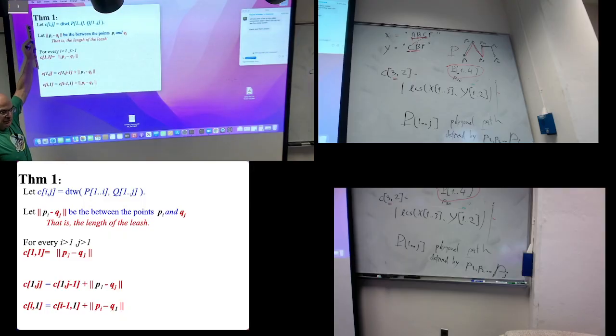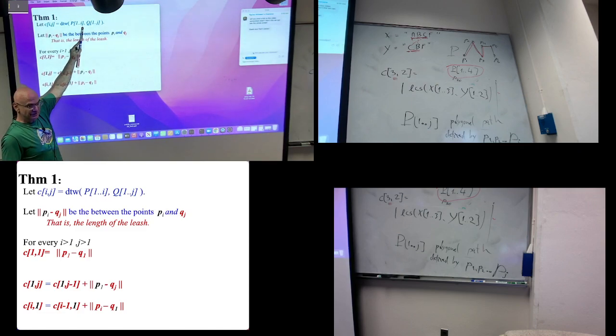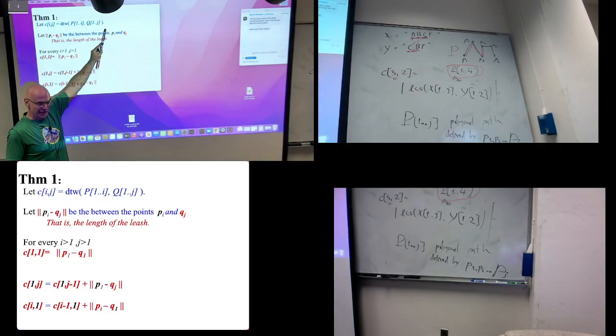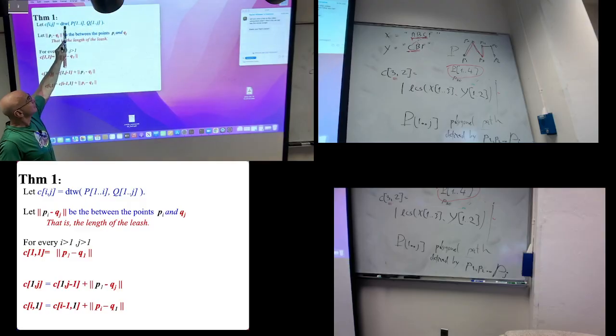What do I do now? I'm not in the LCS anymore, I'm in dynamic time warping. What will C of ij denote? I'll use it completely analogously. I look at C of ij for any two values i and j. Look at P, the first polygonal curve, look at the first i vertices of it, the prefix of the first i vertices of P, and similarly the first j vertices of Q, from 1 all the way to j, and compute the dynamic time warping. Dynamic time warping is a number, a sum of the lengths of all the leashes there.